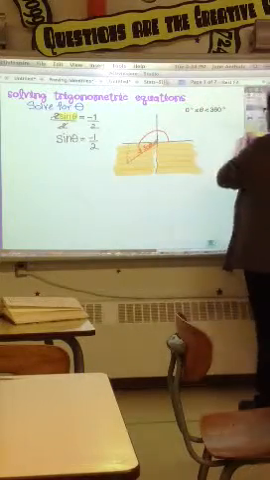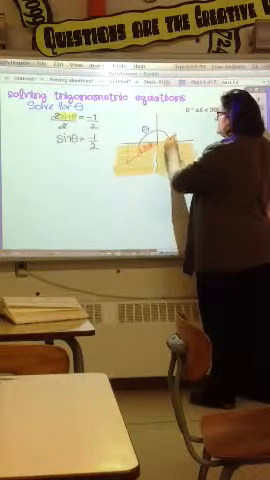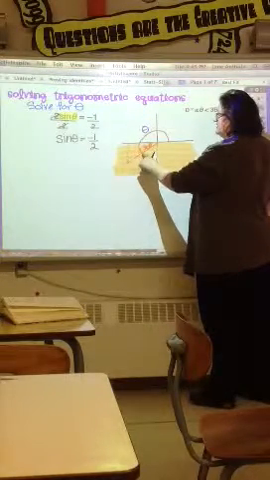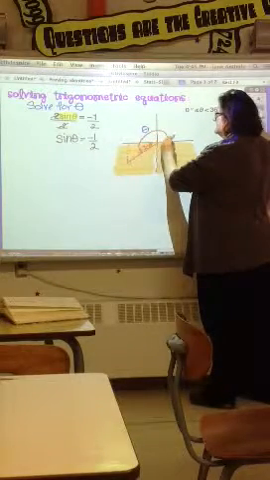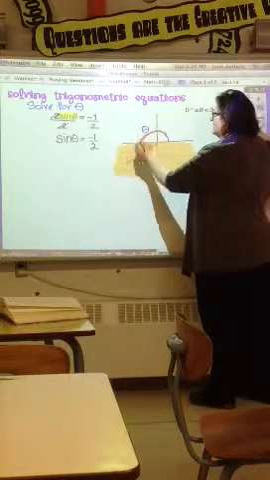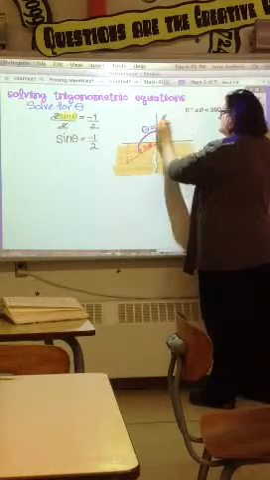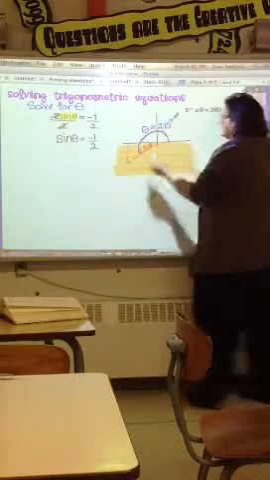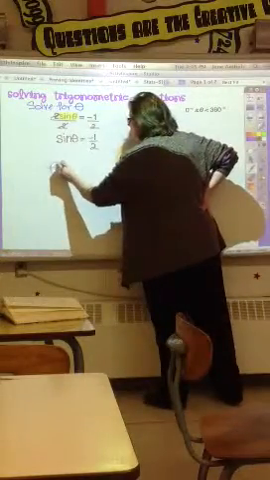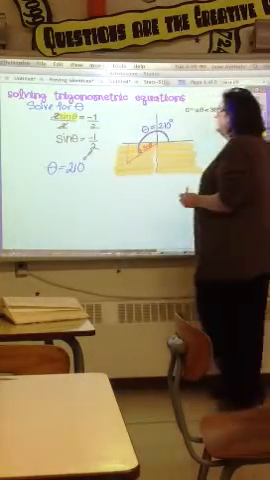Theta then is how far we've rotated from 0 all the way to our terminal side. We know we've gone 180 degrees plus an additional 30 degrees. So we know that theta is equal to 210 degrees. The sine of 210 degrees would be a negative 1/2.